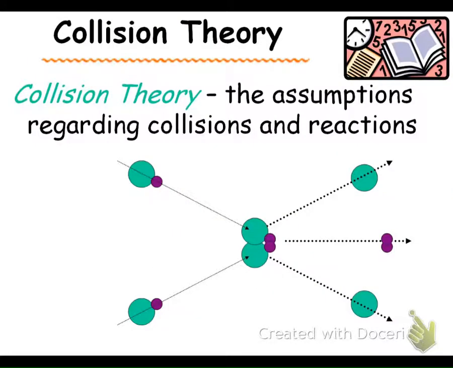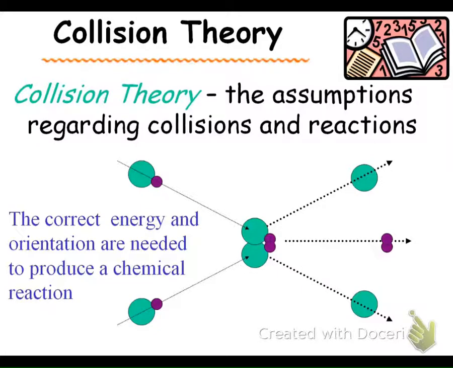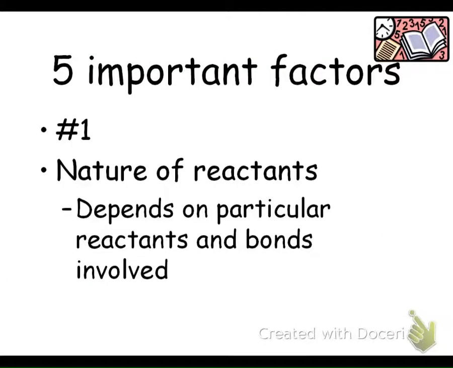The collision theory assumes that the molecules need to have correct energy and correct orientation in order for a chemical reaction to be produced. Those are two very important things. They will probably come up again at some point. Again, the correct energy and the correct orientation to produce a chemical reaction. And there are 5 important factors for whether a reaction is going to occur or not.